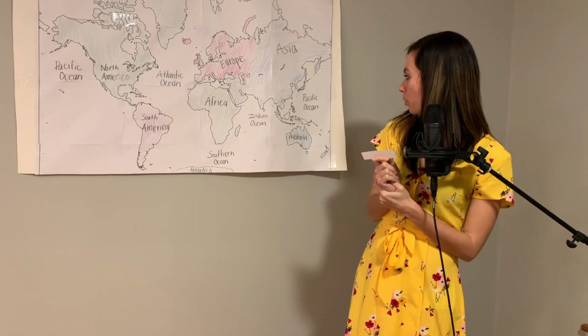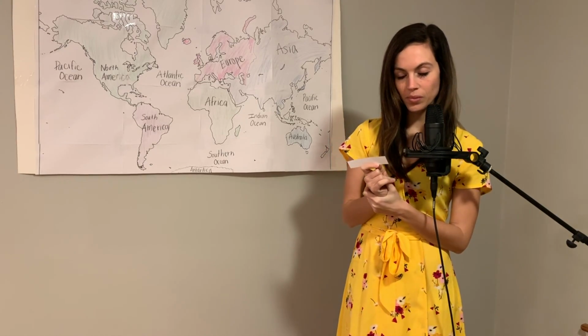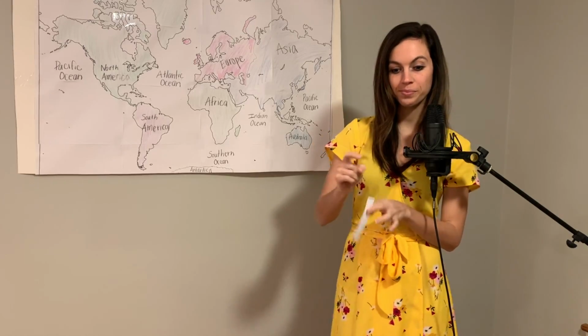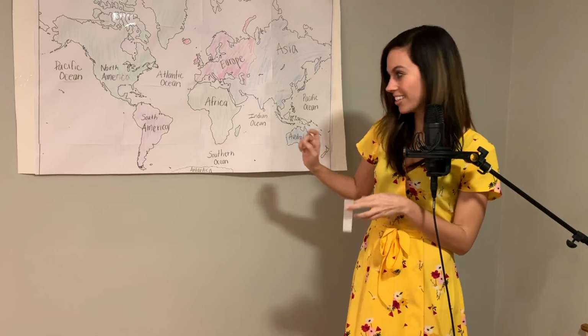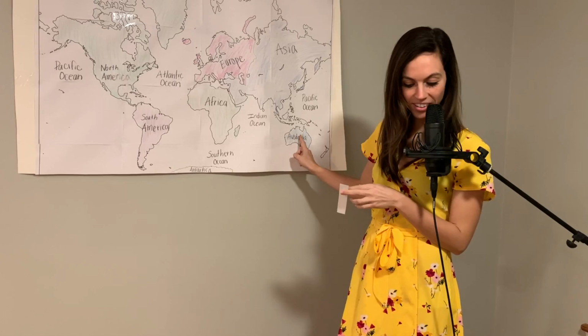Okay, this continent is the largest island. And a reminder, an island is just a landmass that is surrounded by water on all sides. This continent is also known as the island continent. So take a look at our map. Which one do you think might be the island continent? It's surrounded by water on all sides. Yes, it is Australia. Very good.